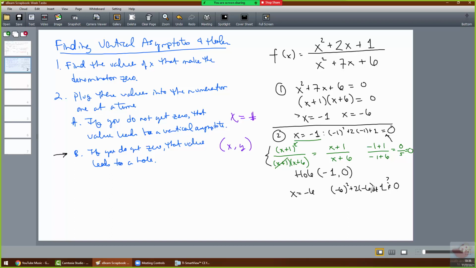So what is x equals -6? If you do not get 0, that value leads to a vertical asymptote. So again, don't just say -6. Please say x equals -6. Muy bien. All right, that's vertical asymptotes and holes.